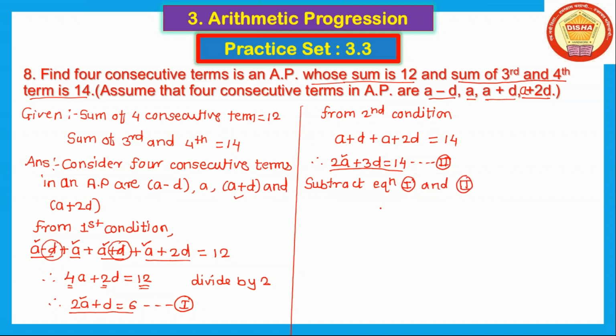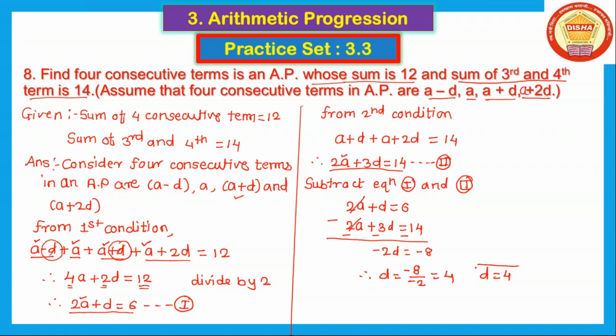We write both the equations together here. We take the first equation, 2a plus d is equal to 6. Subtract the second equation, 2a plus 3d is equal to 14. Here we do subtraction, which means we change the signs of the terms in the second equation. 2a minus 2a cancels. d minus 3d, which is minus 2d, is equal to minus 8. So d is equal to minus 8 upon minus 2, which is 4. We find the value of d is 4.